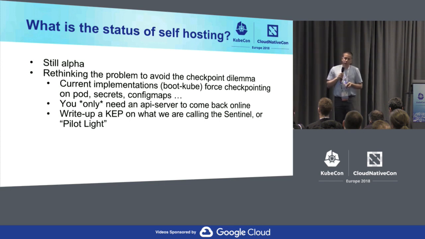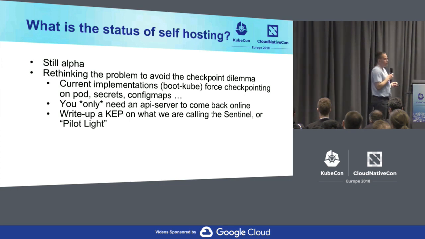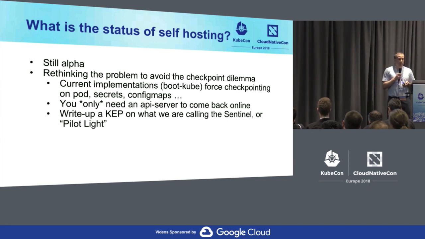So what's the status? I'd say it's still alpha with a single node environment. You can set up multi-node environment. It's actually better to do it that way if you are currently using kubeadm, because you have less chance of a single point of failure. You still have the DC outage problem with the current version. But currently we're trying to rethink the problem to avoid the checkpoint dilemma, right? And try to prevent us from having to constantly think about these things.